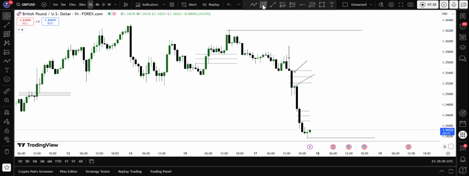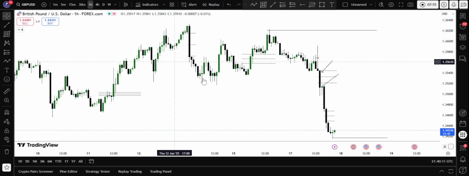We look for more examples of valid fair value gaps. This is a valid fair value gap right here. This is a valid fair value gap right here. Where the first candle keeps its wick, the second candle makes the big move. The third candle doesn't body close below the second candle. The wick overlapped, but the body closed inside of the second candle. That's a valid fair value gap. You see. So that's basically how I trade.